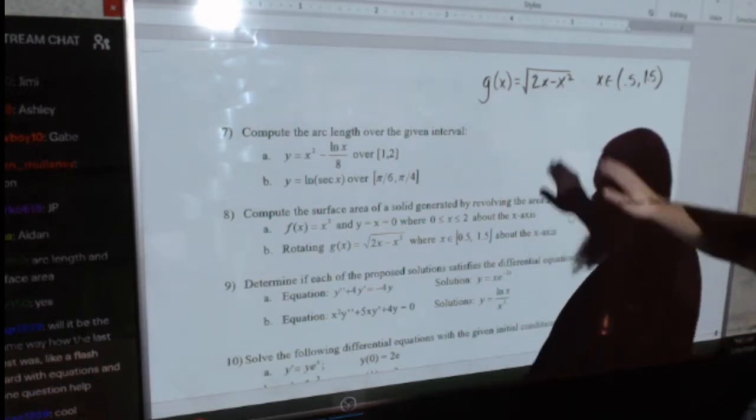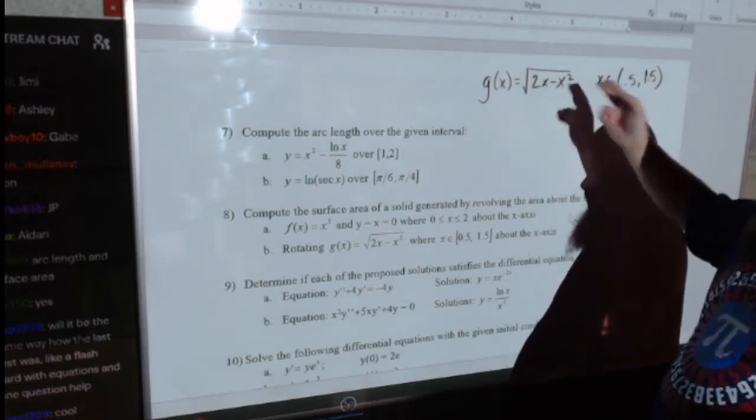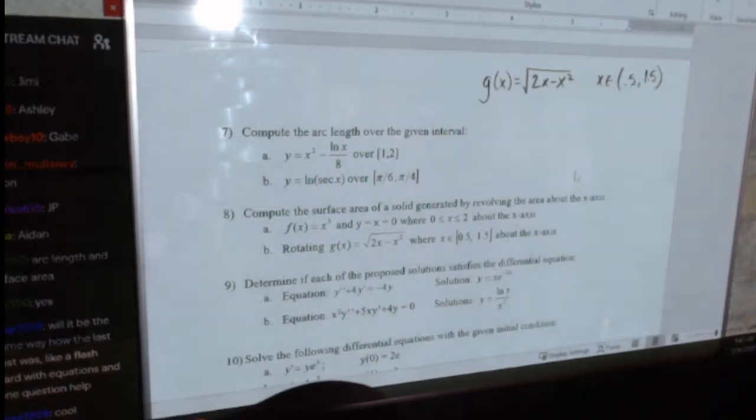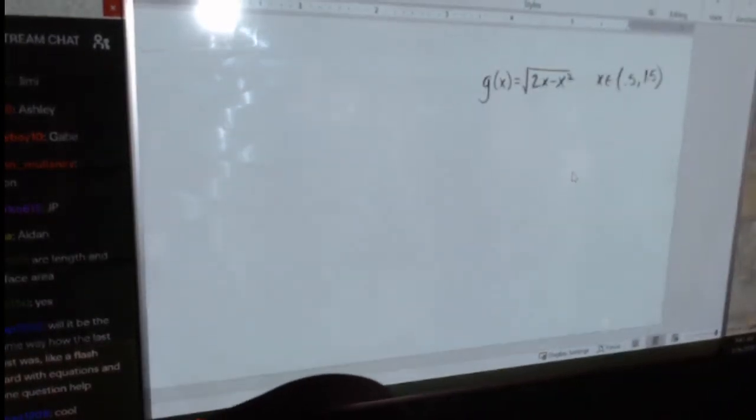Alright, so we're told that we're going to rotate this equation about the x-axis. So let me just see if I can scroll to a blank screen. There we go.